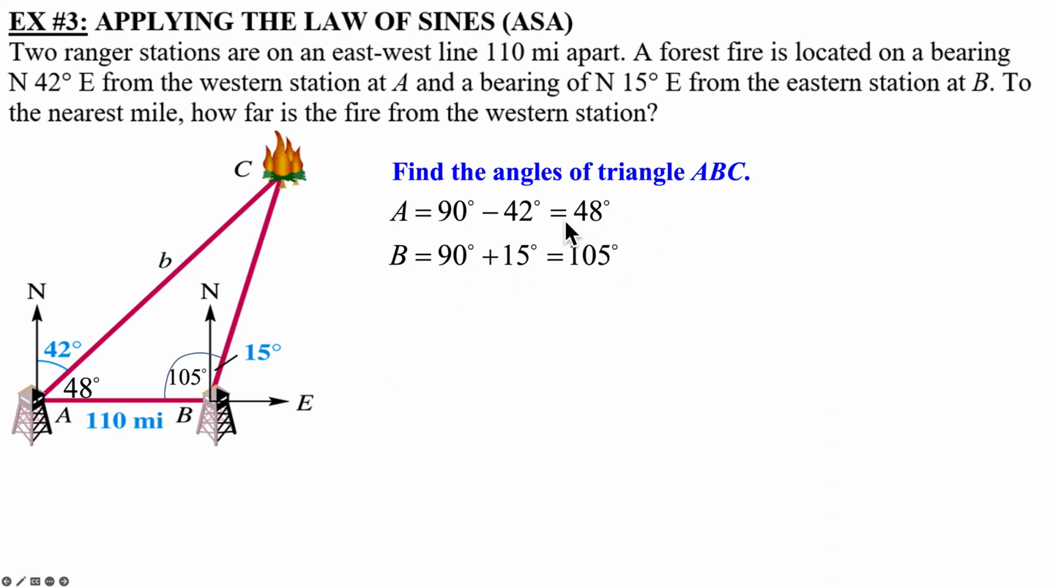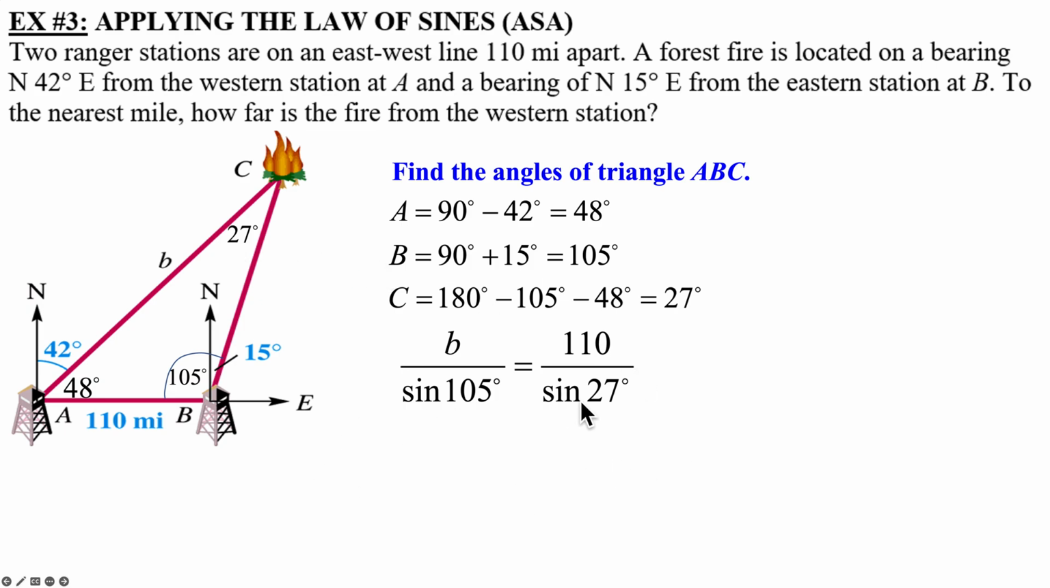Now that you have the two angles, you can find the third, 180 minus the 105 degrees minus the 48 degrees equals 27 degrees. Once you have all three angles and any given side, it's time for the law of sines. So we're not asked to find this distance, just B. So B over the sine of 105 degrees is equal to 110 over the sine of 27 degrees. There's my law of sines proportion. But we're just doing one proportion here.